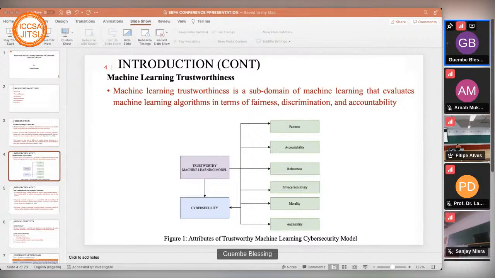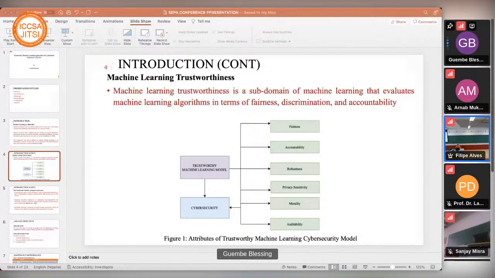The research objectives include: one, to identify relevant articles; two, to execute eligibility criteria to select relevant articles; and finally, to interpret the result.